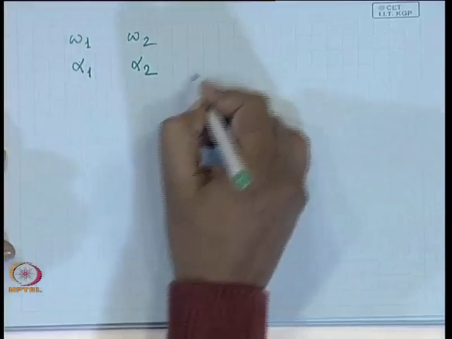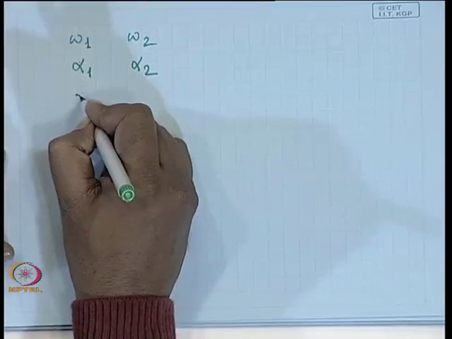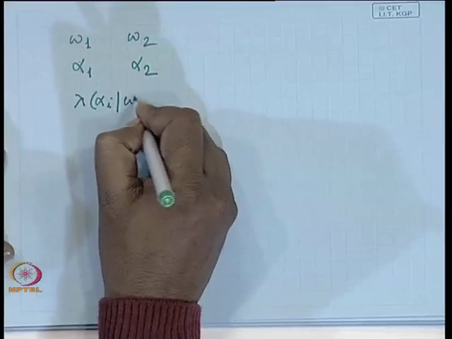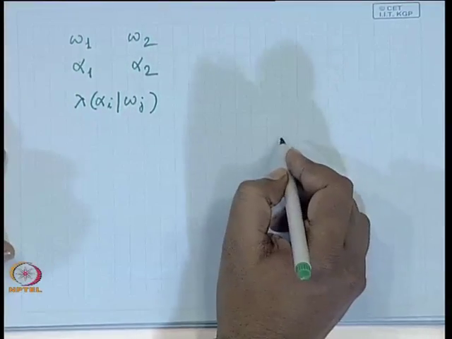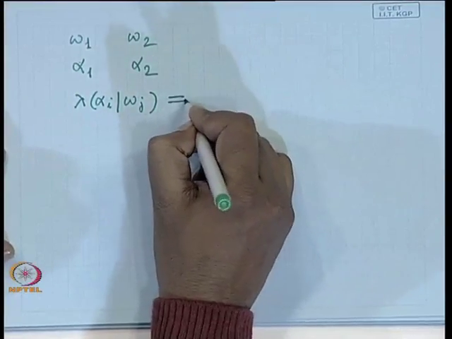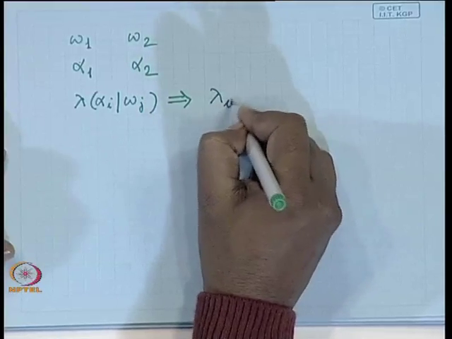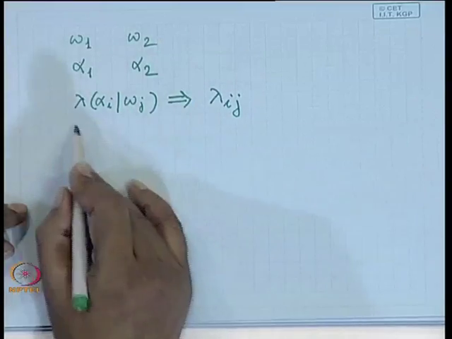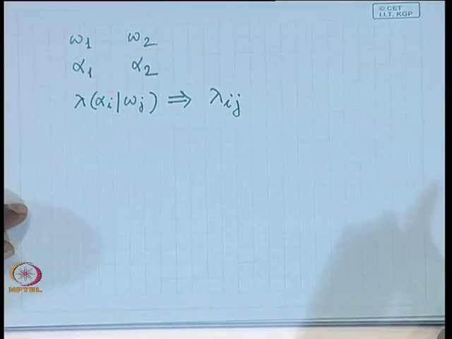So, over here now if I write lambda alpha i given omega j as lambda i j, just for simplicity of expression. Lambda i j means lambda alpha i given omega j, that is the loss incurred for taking an action alpha i when the true state of nature is omega j.